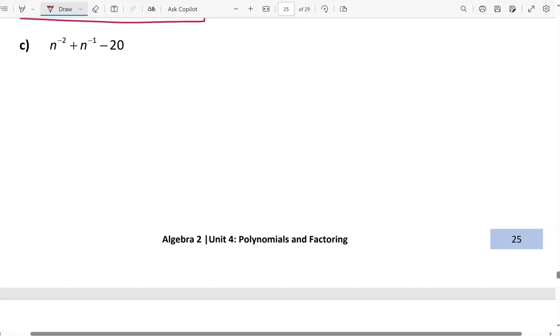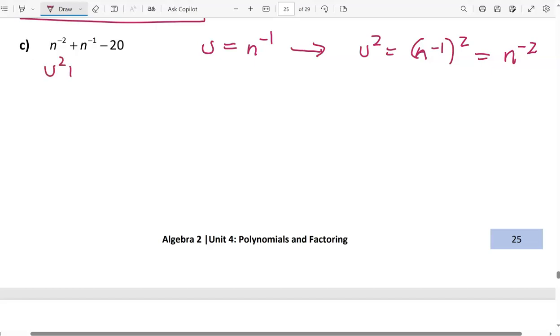All right, in C, this one's just a little bit different. If we let u equal n raised to the negative 1 power, that means that u squared would be n to the negative 1 raised to the 2, and when we raise a power to a power, we multiply the exponent, so that's n to the negative 2. In fact, whenever you see one exponent that is twice as big as another, that means that the one that's twice as big can become u squared, and the other u.